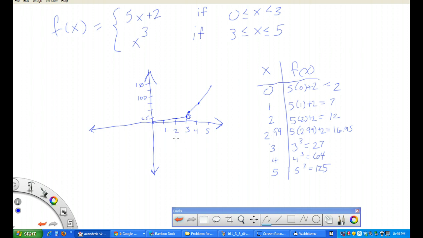Alright, so there's a graph of a piecewise function, just to give you an idea of what's going on here. This function that we have is only defined between 0 and 5, but we split it up at 3. And this is common to piecewise functions. One gets an open dot, the other one gets a closed dot.